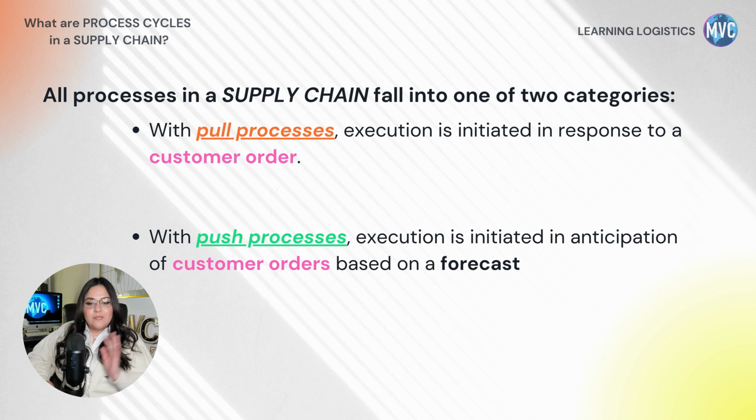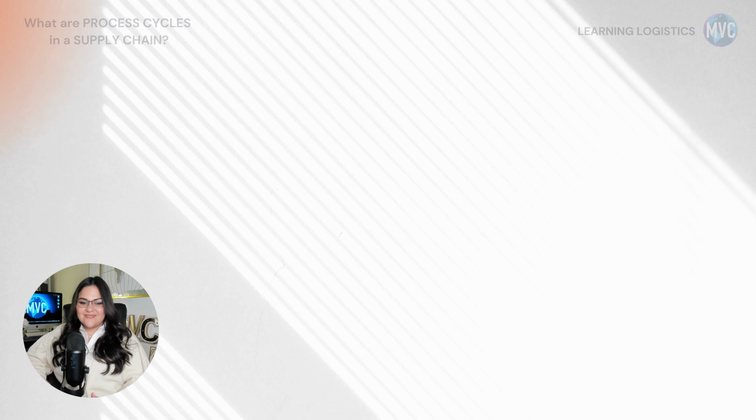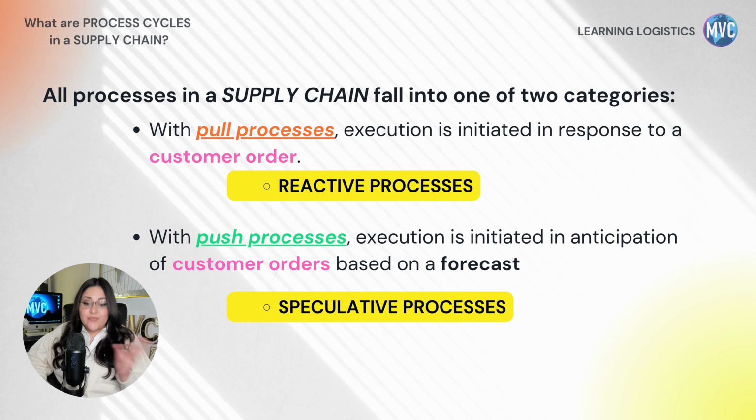So again, we have pull and push. Pull, we're basically initiating a response to a customer order, meaning the customer is pulling the product, pulling the order from us in that sense. The push process would be that we think there will be this much demand. We're going to push product out and hopefully meet that demand as we sell the products. So pull processes may also be referred to as reactive processes because they react to the customer.